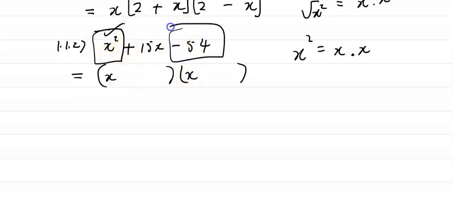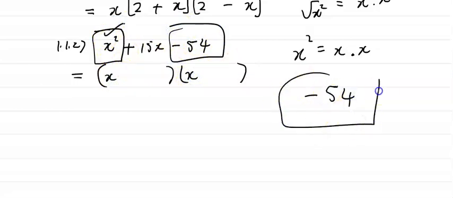So I only have to concentrate here on the minus 54. Basically, minus 54, I need to look at factors of 54. When they multiply together they give me minus 54, but when they add together, they give me positive 15x. So let's have a look at that.